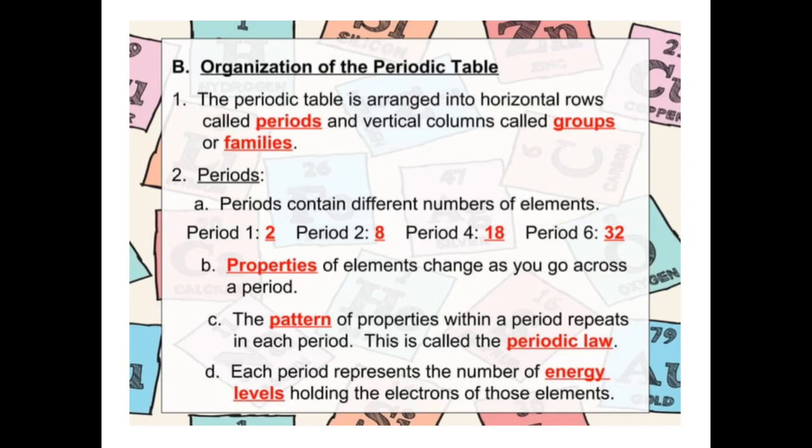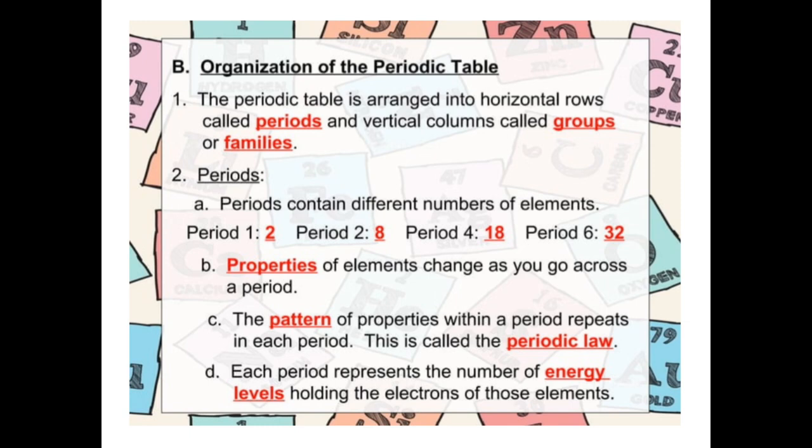Now the periods contain different numbers of elements. We have 7 periods. Please note that when you are talking about periods, the properties of elements change as you go across a period. Number 2 that you should take note of is that the patterns of properties within a period repeat in each period. This is called the periodic law.